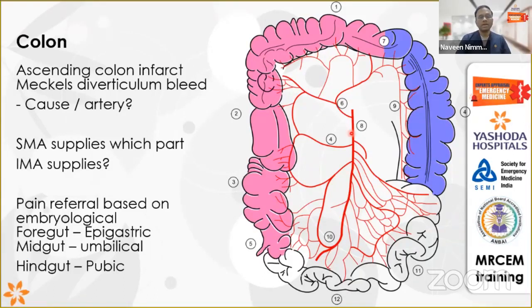That's why this exam is called single best answer. So when you have two probable answers, which is the best should be selected. Both can be correct. So SMA supplies which part and IMA supplies which part.